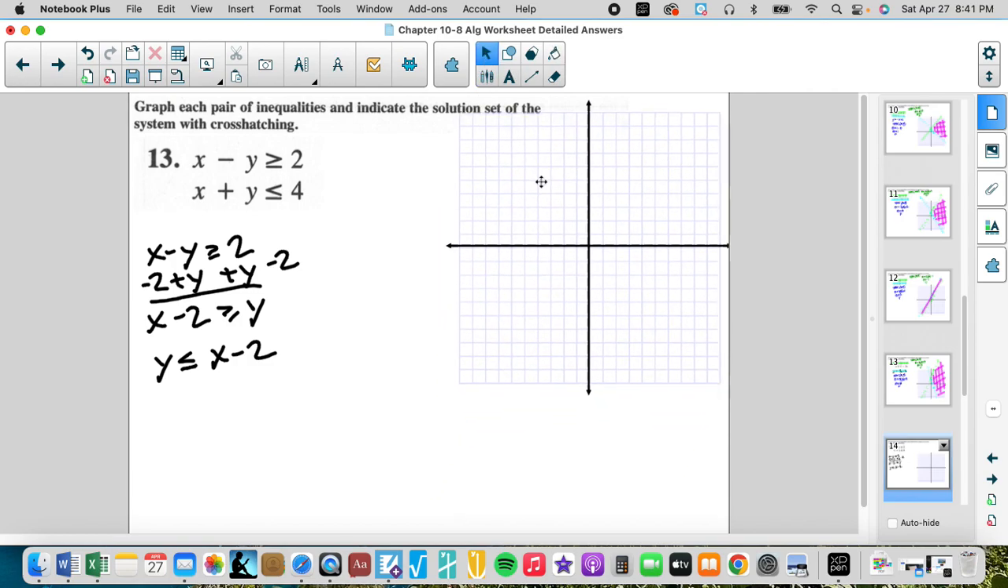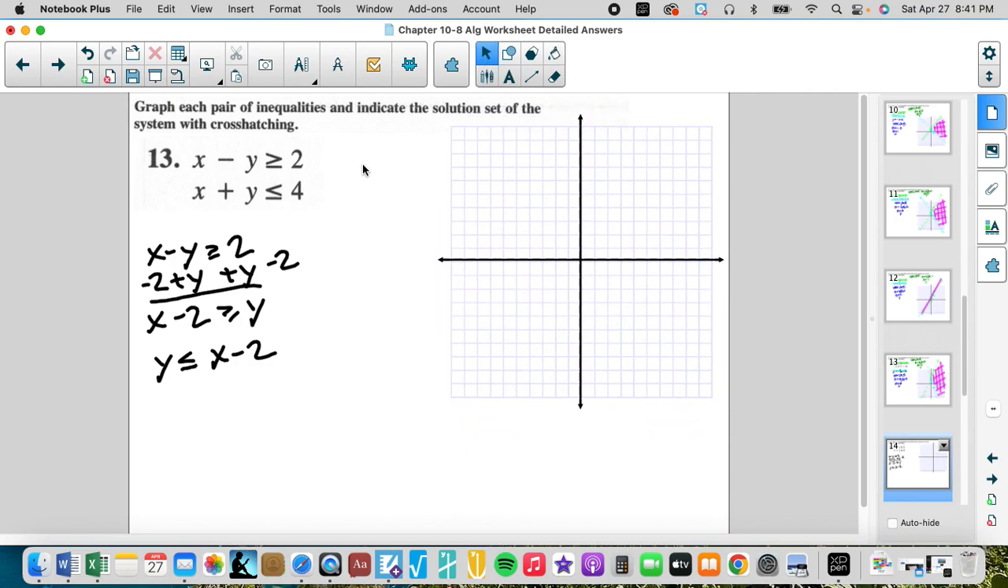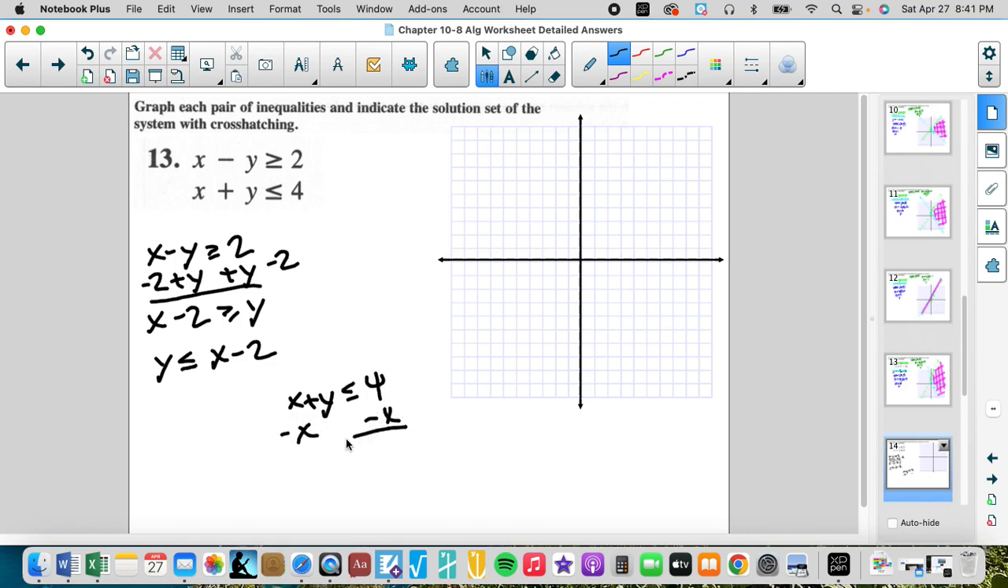Let's do this equation. Can we move you a little bit around? Okay, let's do this other equation. X plus y is less than or equal to 4 minus the x, y is less than or equal to negative x plus 4.